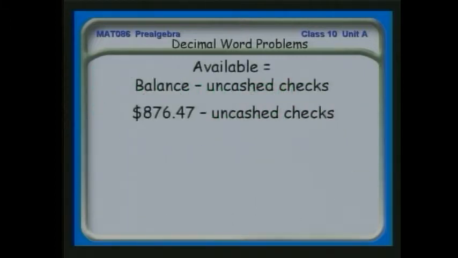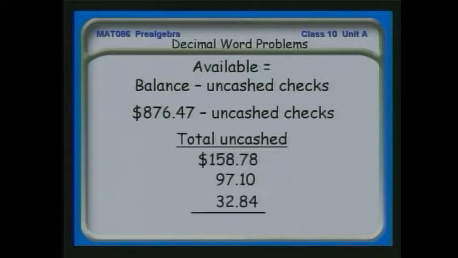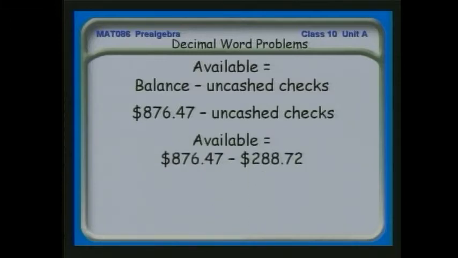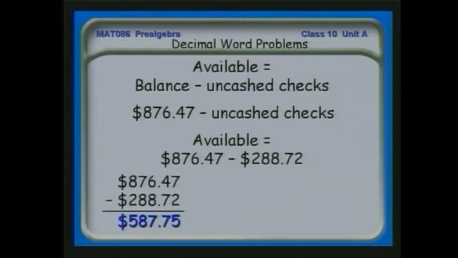Let's work on that. The uncashed checks are going to be 158.78, 97.10, and 32.84. So we need to get the total, the sum of all of those uncashed checks. And when I do the math, I find that there is a total of $288.72. The total available then is the balance minus those checks that are out in the system. When I do the math, I find out then he really, honest to God, has available to use $587.75.